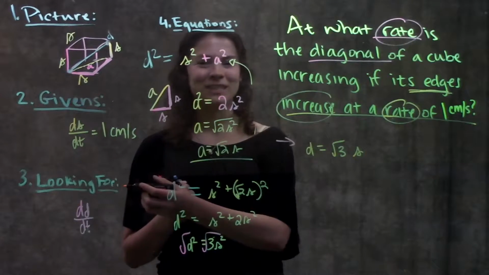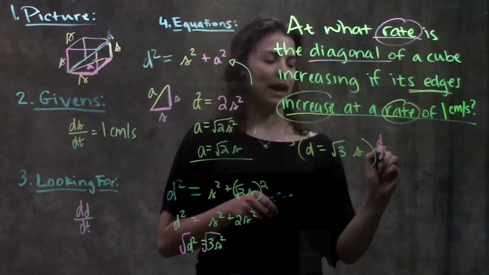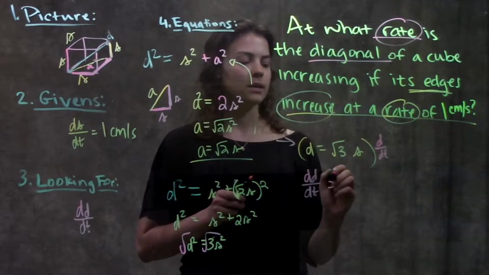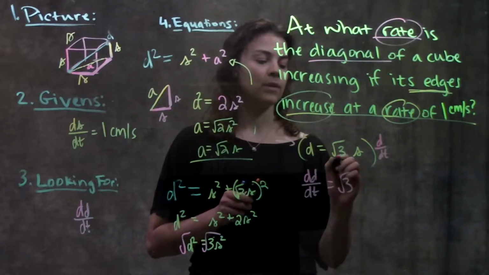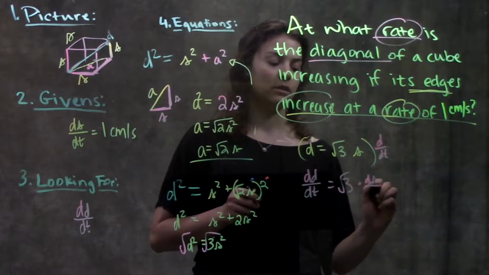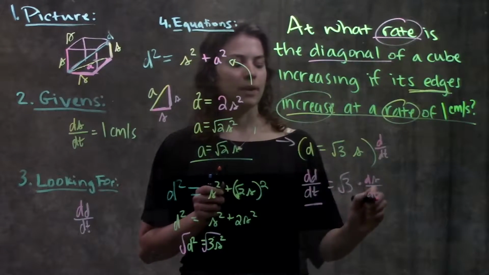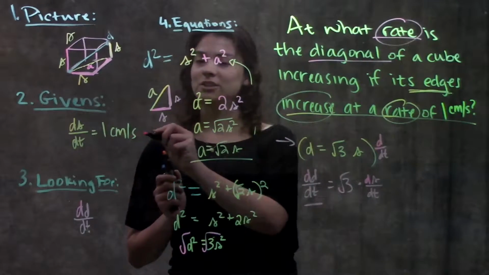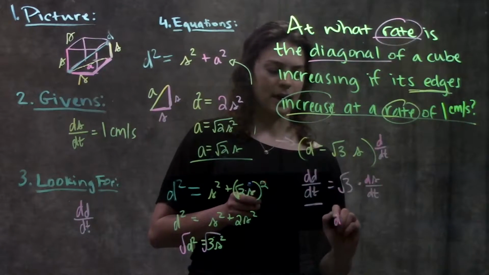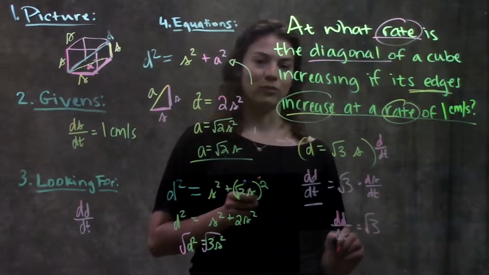So remember, looking for dD/dt, we're going to take the derivative of this entire thing, see what we have. So on the left here, I'm going to have my dD/dt. On the right, the derivative of root 3 S is just root 3, and I'm going to multiply that by dS/dt. Remember, they gave me the dS/dt. That's just equal to 1 centimeter per second. So when I plug in 1 for dS/dt, I get that dD/dt is equal to root 3 times 1, or just root 3.